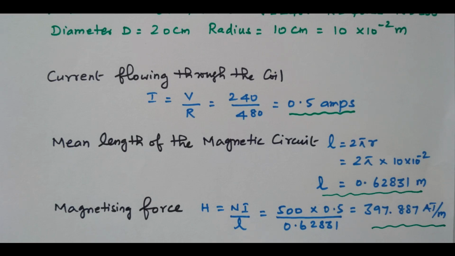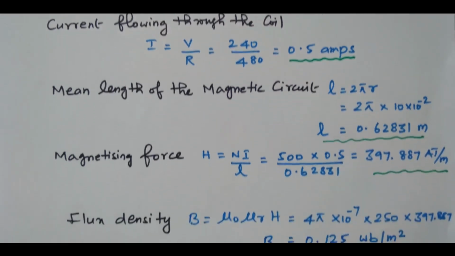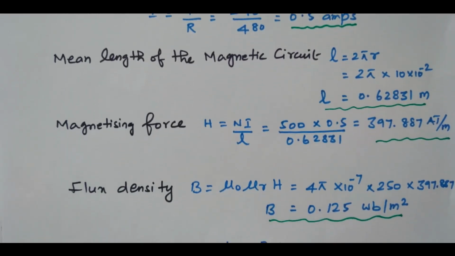Then we will find the magnetizing force, that is the magnetic field intensity, H equal to Ni by L, because now L is calculated and I we also calculated. So 500 into 0.5 ampere divided by 0.62831. By simplifying, we got 397.887 ampere turns per meter. Now the magnetic field intensity is calculated, and from this we can find the magnetic flux density B.